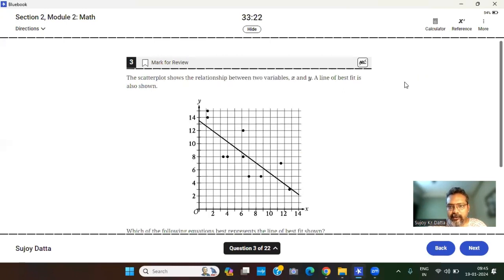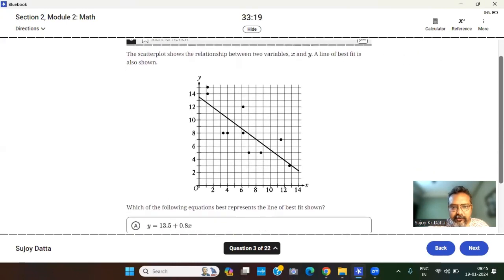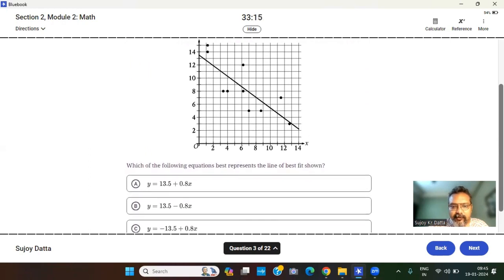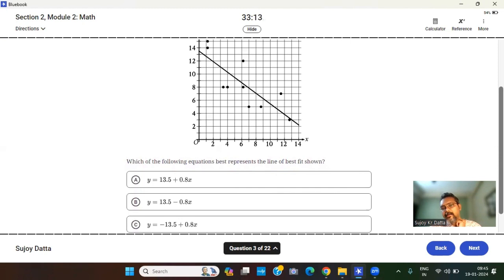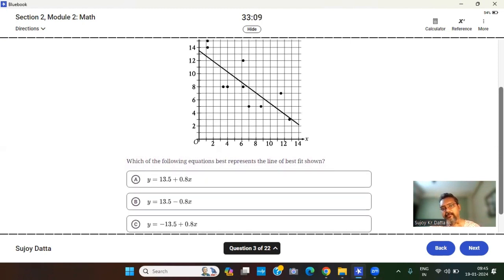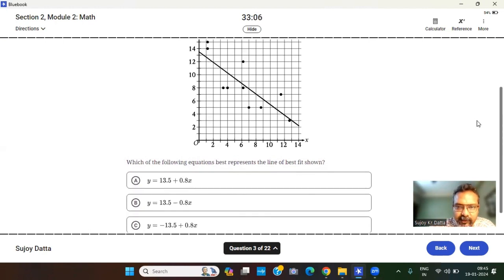The scatter plot shows a relationship between x and y. The line of best fit is also shown. Which of the following is the equation of the line of best fit? So instead of trying to deduce the line of best fit equation, I'll just pick some points through which the line passes. Okay, so one such point is here. So we have x is 2 and y is 12.